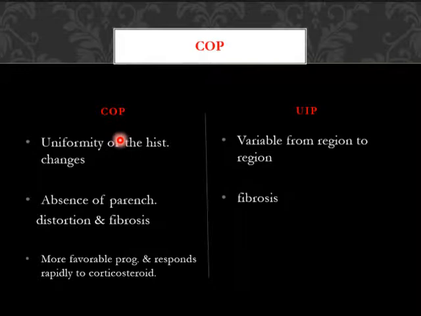COP is differentiated from UIP: COP shows uniformity of the histological changes, while UIP varies from region to region. In UIP, you may see different pathology or different stages of pathology at the same time. It's called temporal heterogeneity. In COP, there is no parenchymal distortion and no fibrosis, while UIP is characterized by fibrosis. COP has a more favorable prognosis and responds rapidly to corticosteroid, while not in the case of UIP.